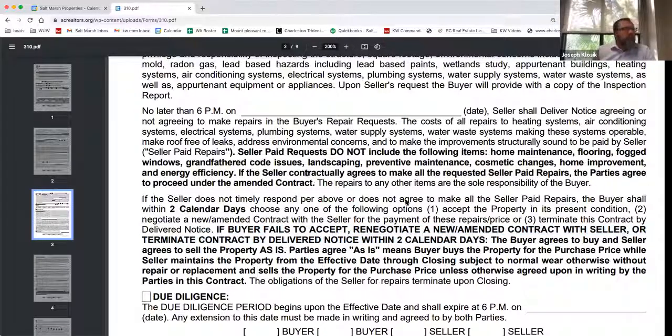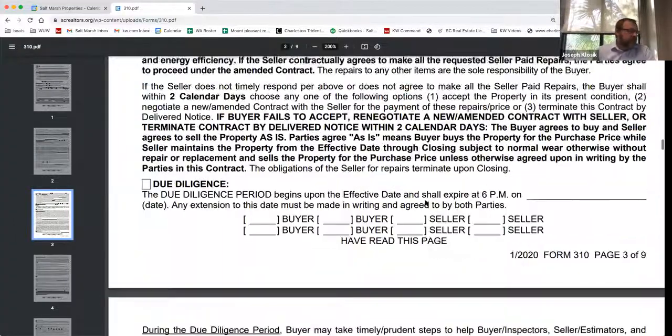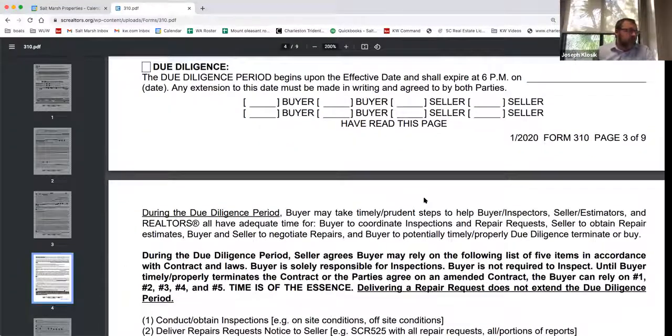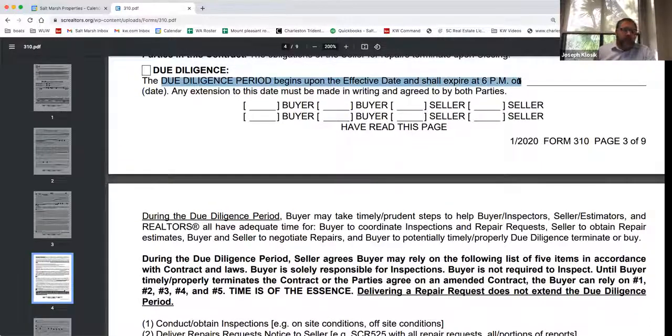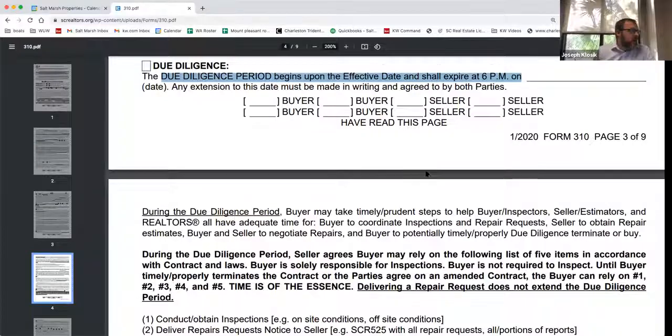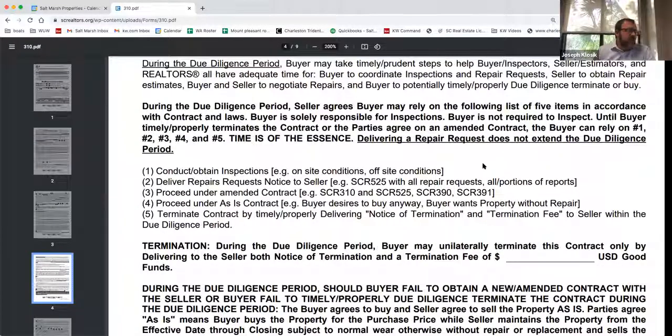All right. Part 2, due diligence, the easiest one. Due diligence basically says you have a due diligence period from the effective date until a date done here. All this next part says is during that time, you get any and all inspections that you want. You request any repairs that you want. You do any research that you want. You negotiate anything you can.